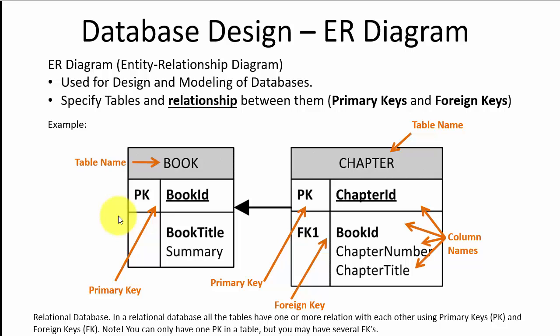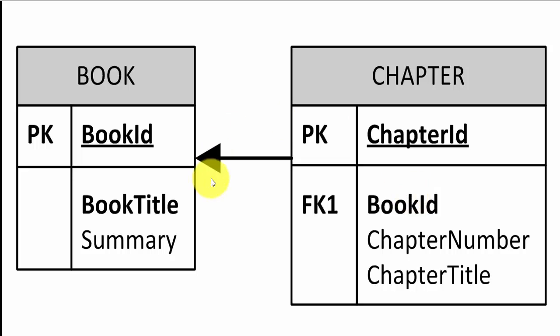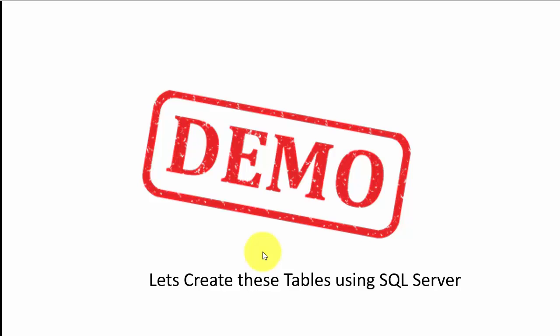So let's start with the database and the database tables. In this example we are going to create two tables, a book table and a chapter table. So here you see a bigger picture. The book table consists of a primary key called book ID, and it has two additional columns, book title and summary. The chapter table has a chapter ID as the primary key, and the book ID is a foreign key pointing to the book table. In addition, we have the chapter number column and the chapter title column. So let's create these tables using SQL Server.